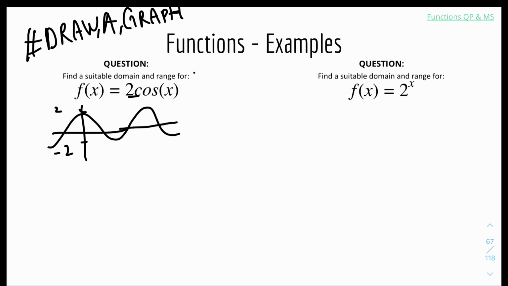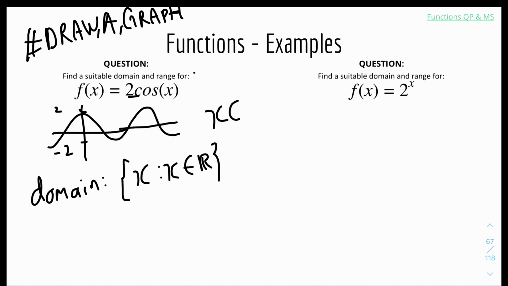And as you can see, the domain, or the x value, could be anything, because x is not restricted. It could be any real number. So x could be any real number. You can write it like this, or you can just write "x is any real number". It's the same thing.